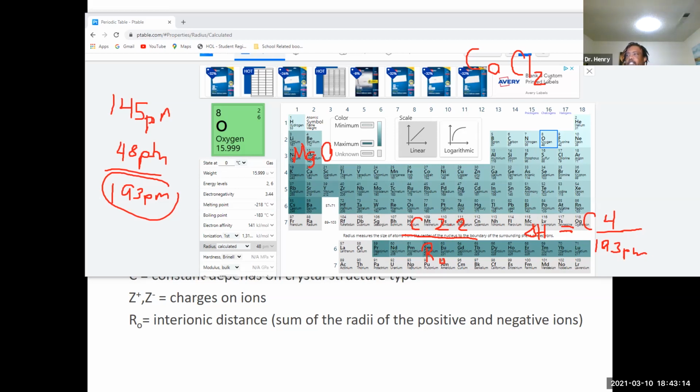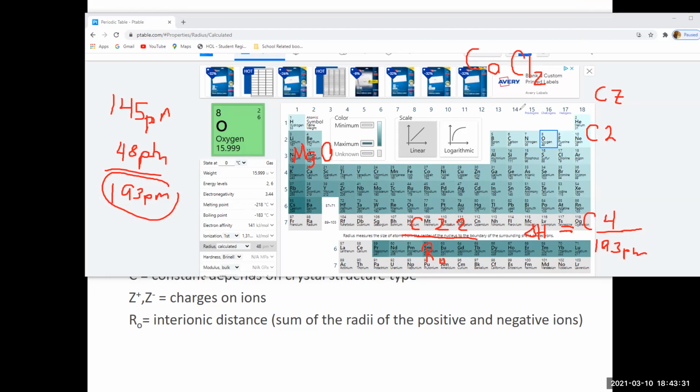So what are my Z's? +2 for calcium. Okay, so we're going to go C times 2. And then for the chloride, 1, so times 1. Okay, and then we would just get the R from the periodic table.